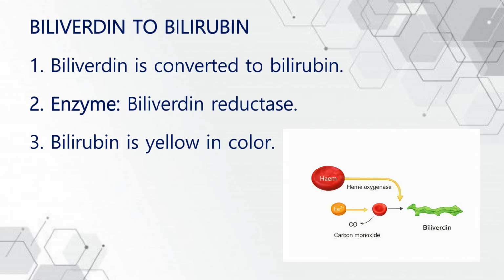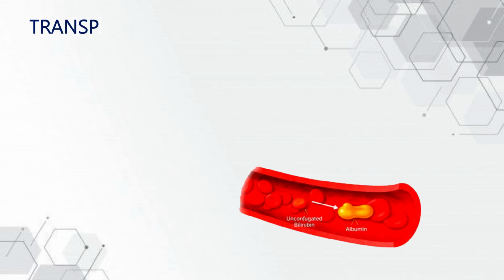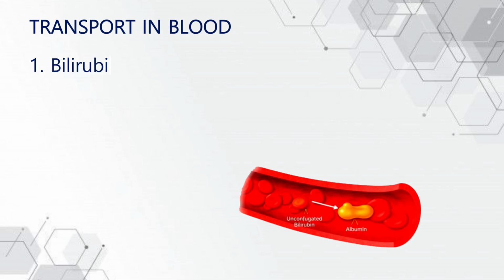This unconjugated bilirubin, which is the yellow pigment, is less polar and also fat soluble. This cannot dissolve in the blood. Transport in the blood. Bilirubin is not water soluble. Therefore, it requires a specialized transport protein to move from the spleen to the liver.